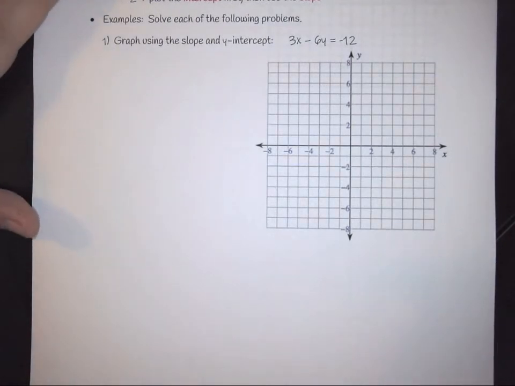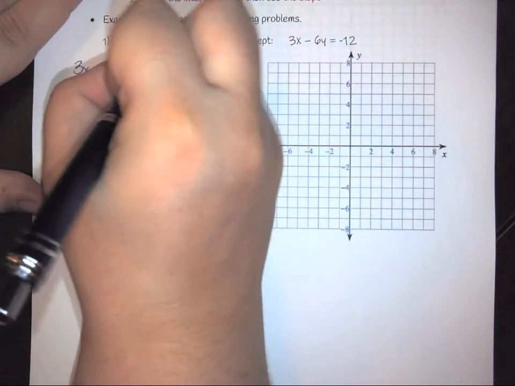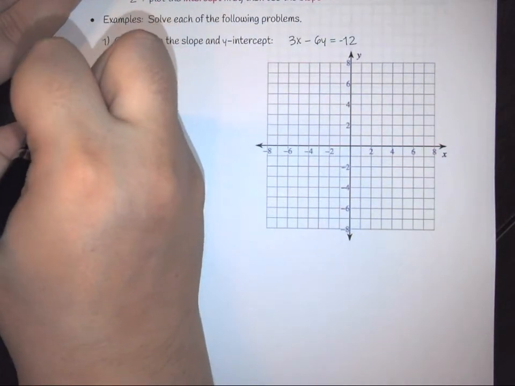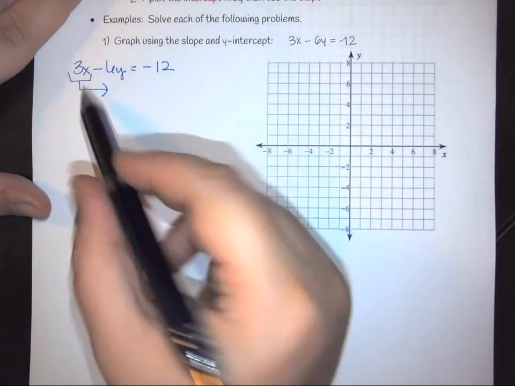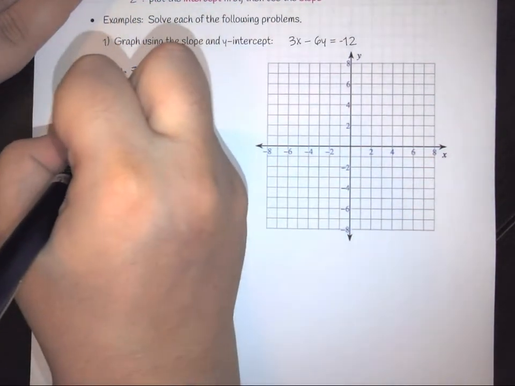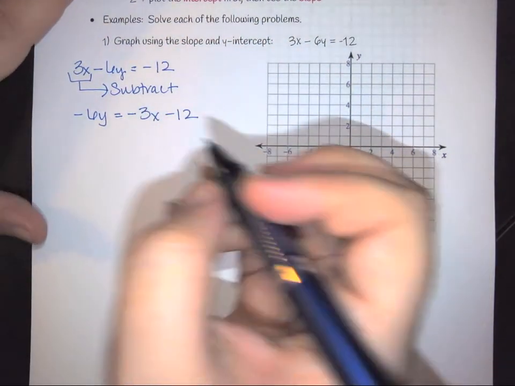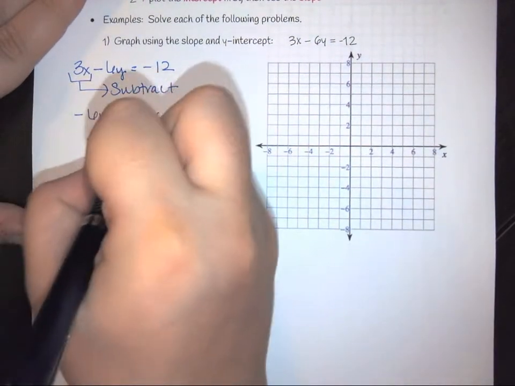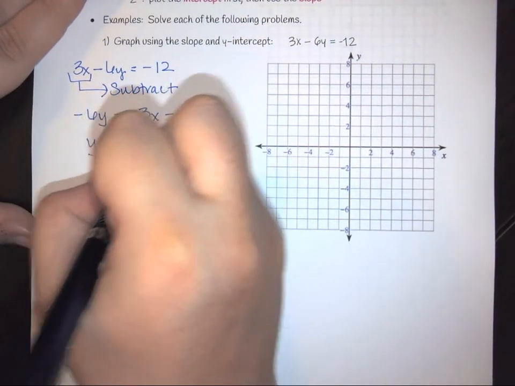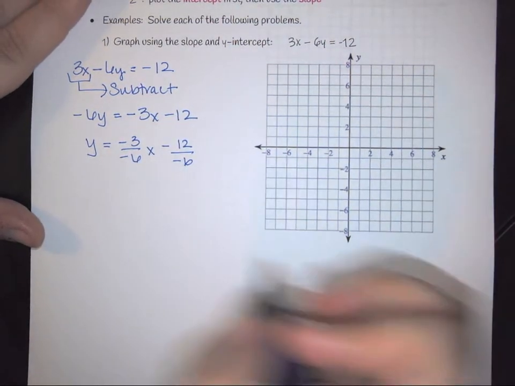So the first thing I have to do is rearrange it so that I have y equals. So I've got 3x minus 6y equals negative 12. I'm going to take my 3x and I'm going to move it. Because it's positive, to move it says that I have to subtract. Therefore, negative 6y is equal to negative 3x minus 12. I then have to divide everything by negative 6. So y equals negative 3 over negative 6 x minus 12 over negative 6, and reduce my fractions.